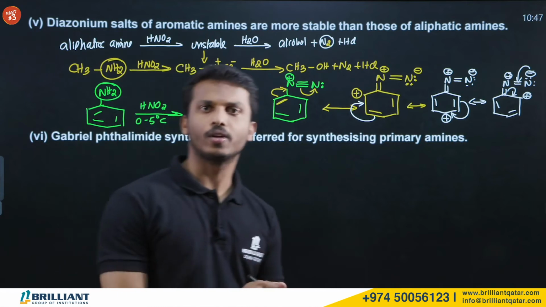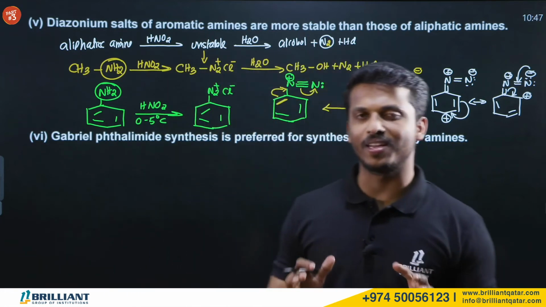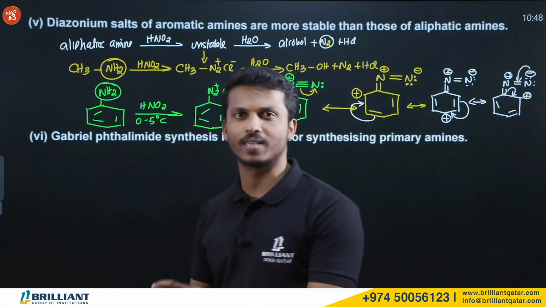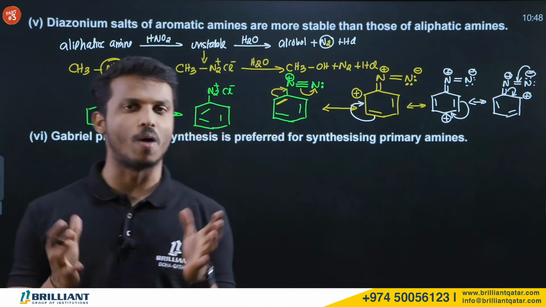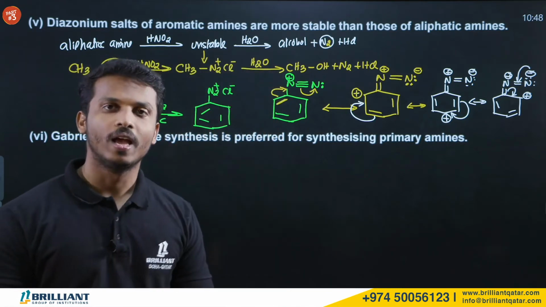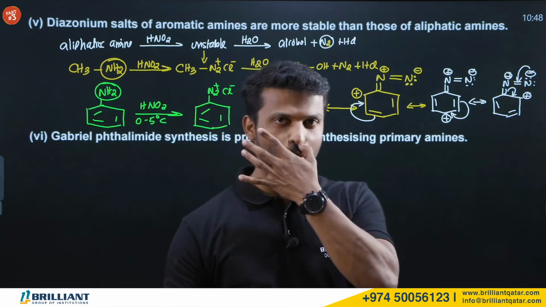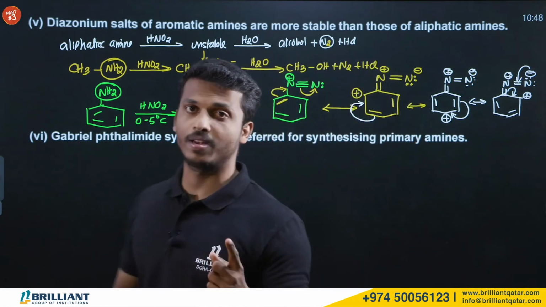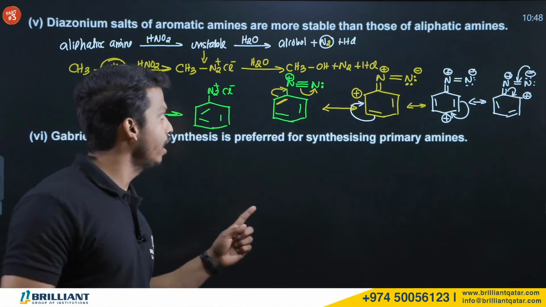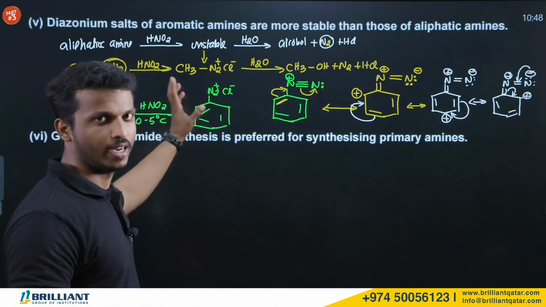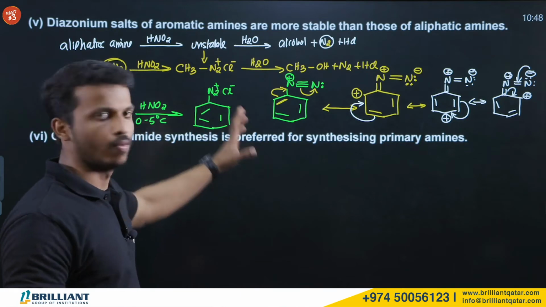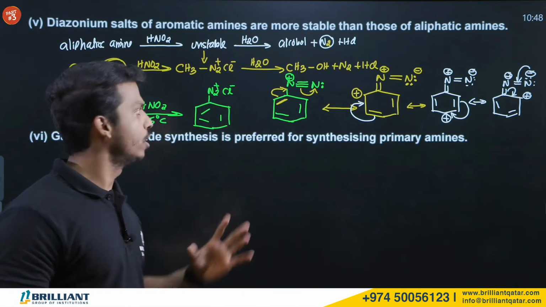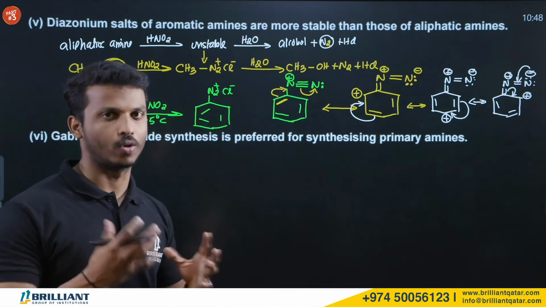So let me conclude. A normal aliphatic amine treated with nitrous acid won't become a stable compound because there is no resonance possible. So it will immediately react with water and form alcohol with the evolution of nitrogen gas. But an aromatic amine, when it forms the diazonium salt, is a stable compound. So it won't undergo hydrolysis faster, so it won't give you the alcohol faster.